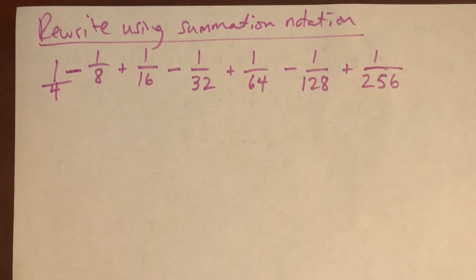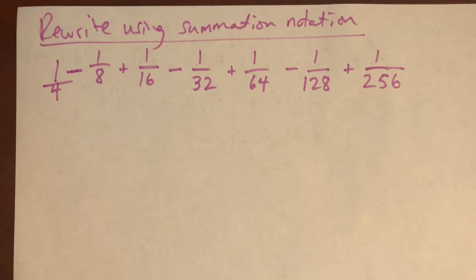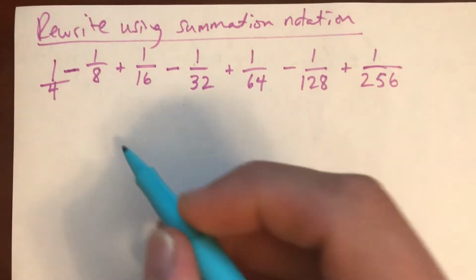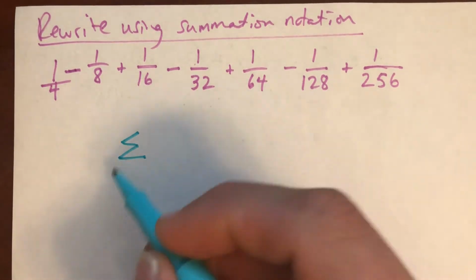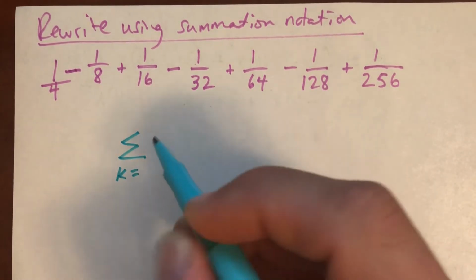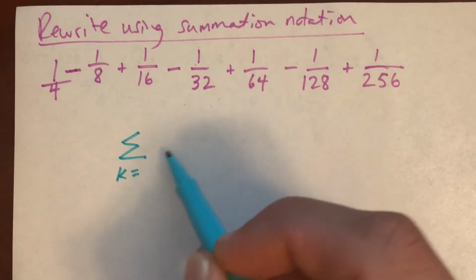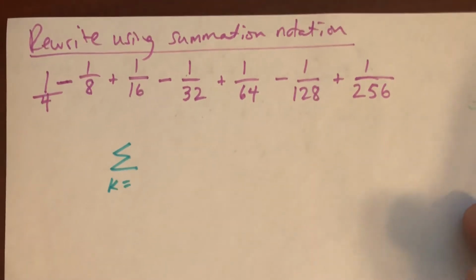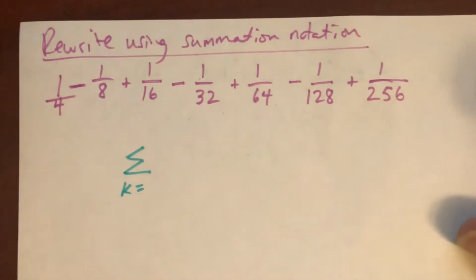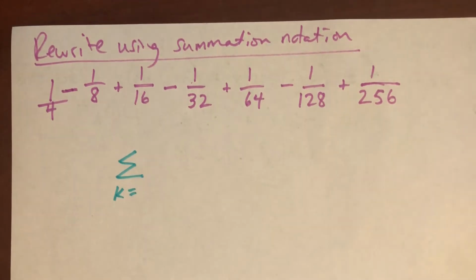Okay, so here we've got a sum, and we want to rewrite it using summation notation. So we want to write something like this, where we have a sigma, we have k equals some number, there's going to be a number up here, and there's going to be whatever our expression is here. So we can just look at this a little bit and maybe build it as we go.